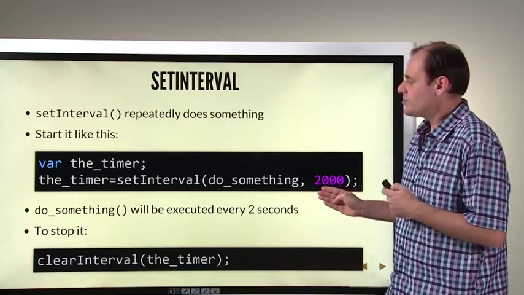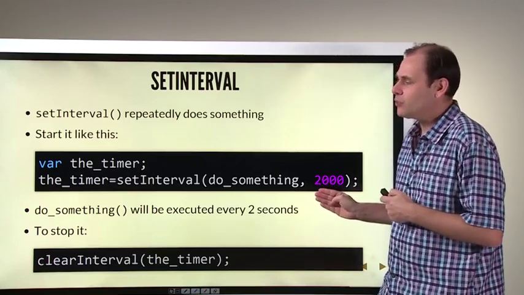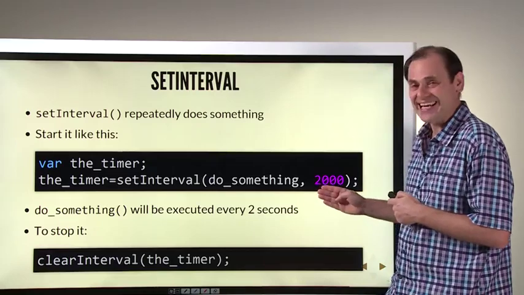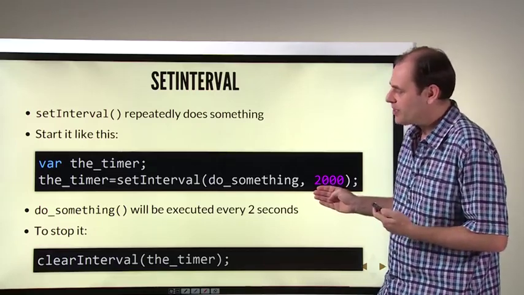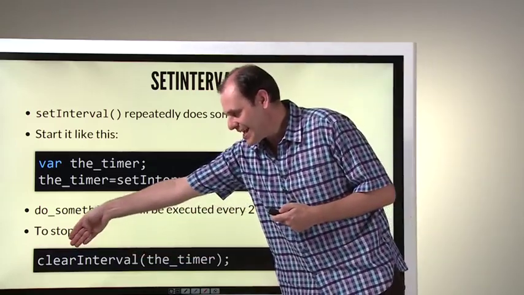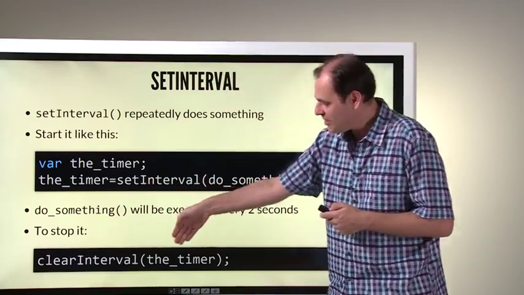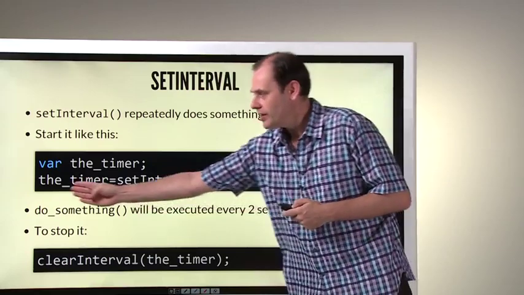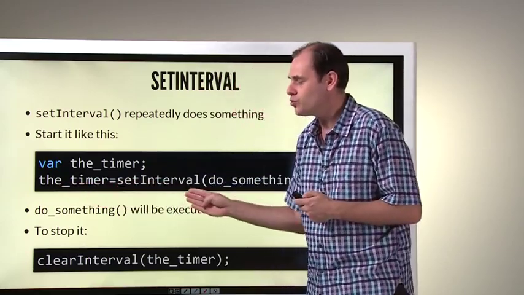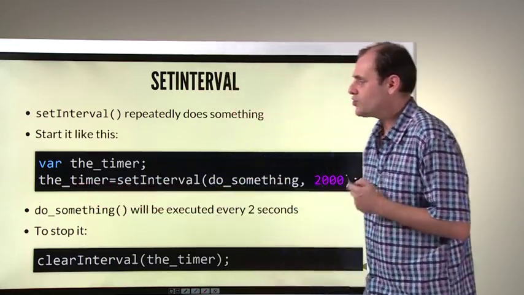Okay? So the other question is, how do we stop it? Something's happening again and again. How do we stop it? Well, we would use clear interval this time, because it's an interval. And again, you clear that variable that you used to start it. Let's do a quick example.